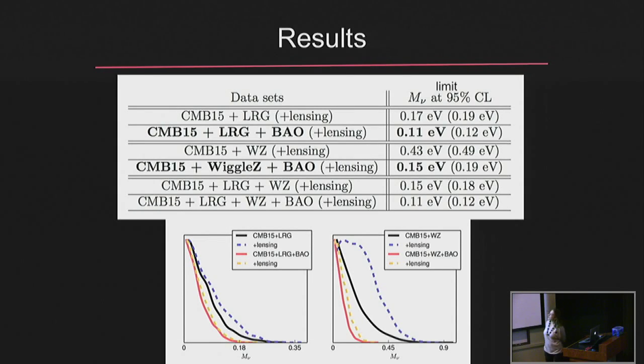So here's the result, reproduced in a table and visually in a plot. What I want you to take away from this is that there's no detection, there is only an upper limit. At the 95% confidence level, we have 0.11 when we use CMB, Planck plus LRG plus BAO, and 0.15 with the WiggleZ.